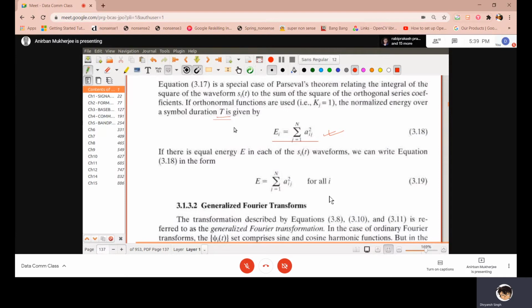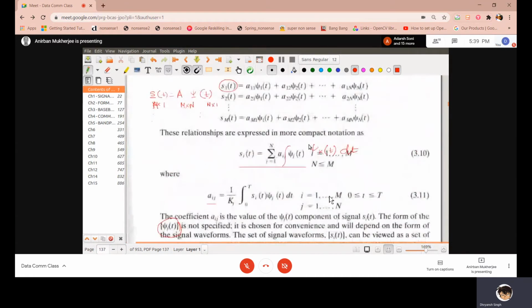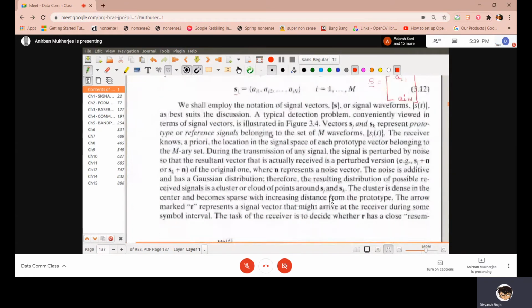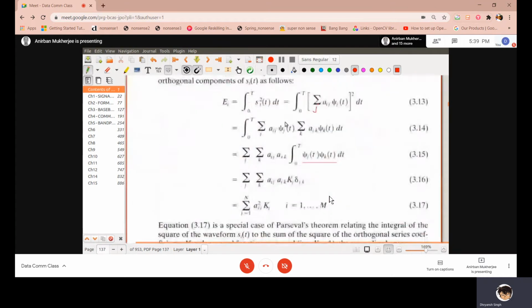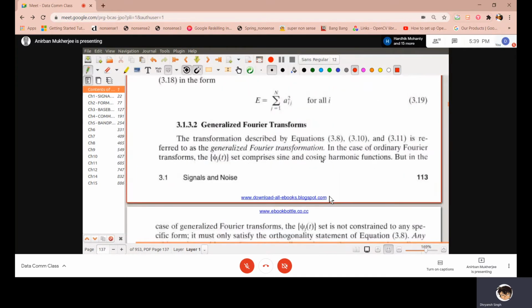And also, if S1(t), S2(t), S3(t) are all of equal energy, then I will not put i, I will just say E equal to the summation. That means if I assume that S1(t), S2(t), S3(t), S4(t) all have the same energy, then if I calculate one, it is the same for all. That means I will just calculate E for any particular i. Okay.